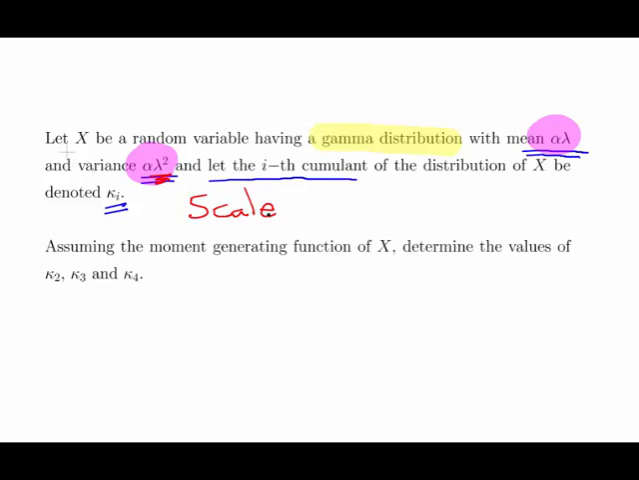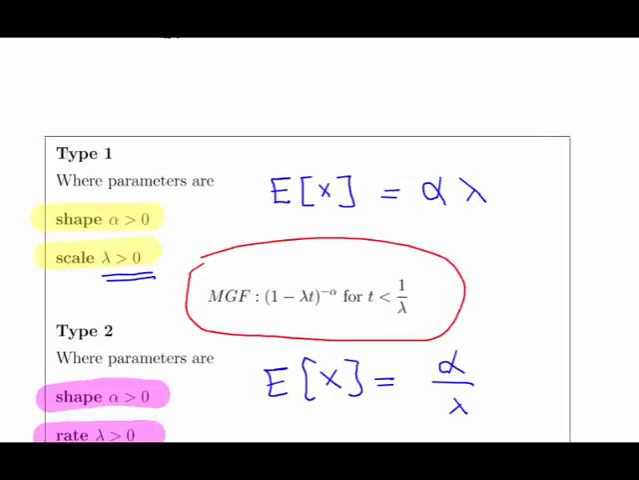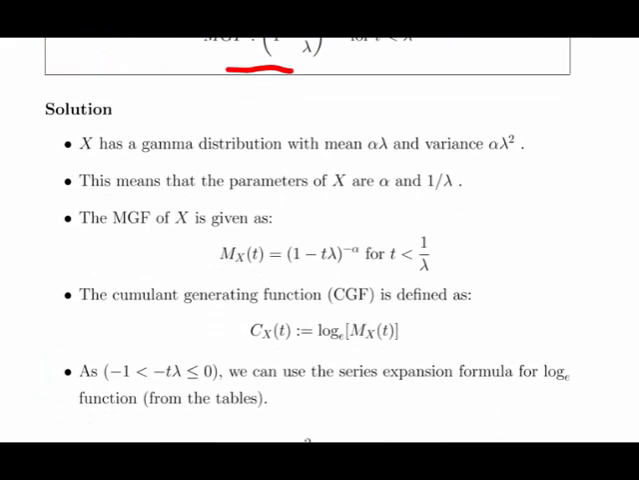So if it was alpha over lambda, you know it was the other one. Anyway, this is the moment generating function, 1 minus lambda t to the power of minus alpha, for t less than 1 over lambda. Okay, so we're going to take a very straightforward approach to this here. So x has a gamma distribution with mean alpha times lambda, and variance alpha lambda squared. So essentially this is what I got here.